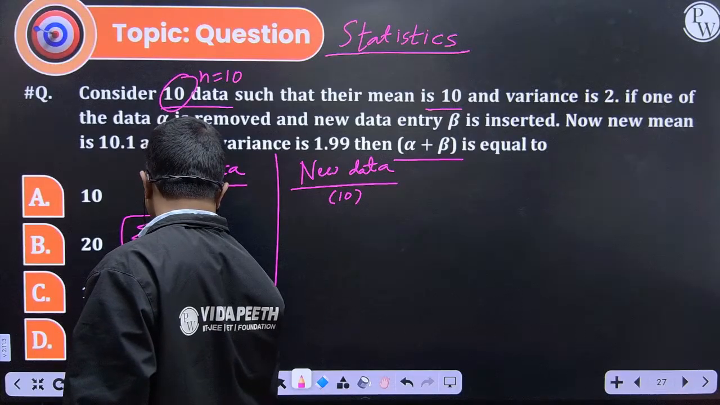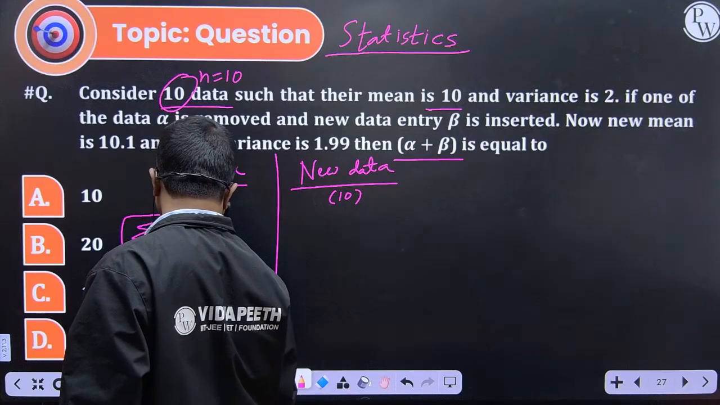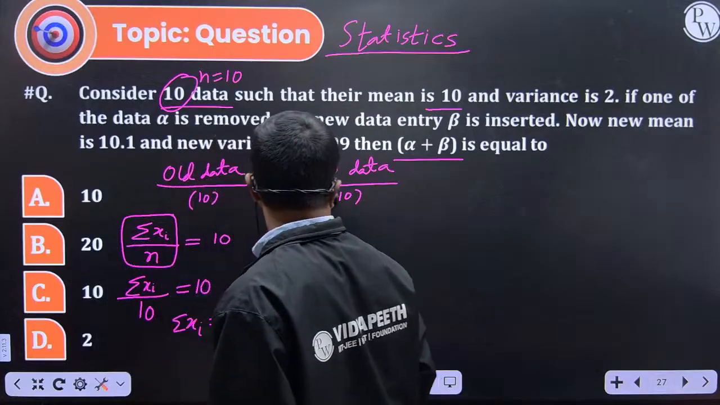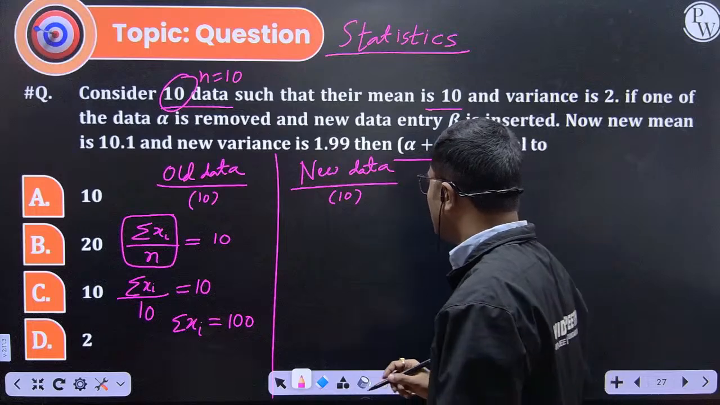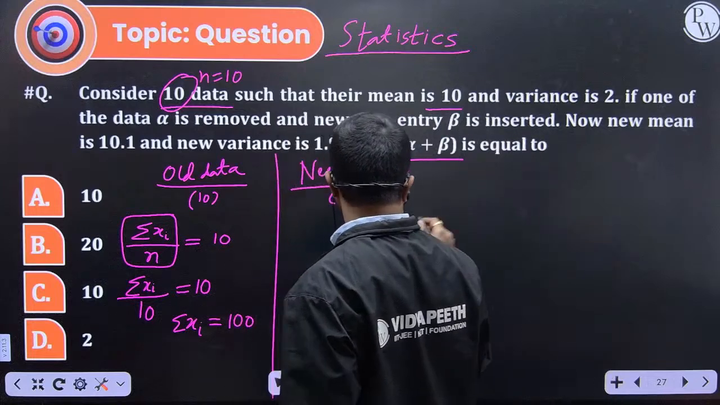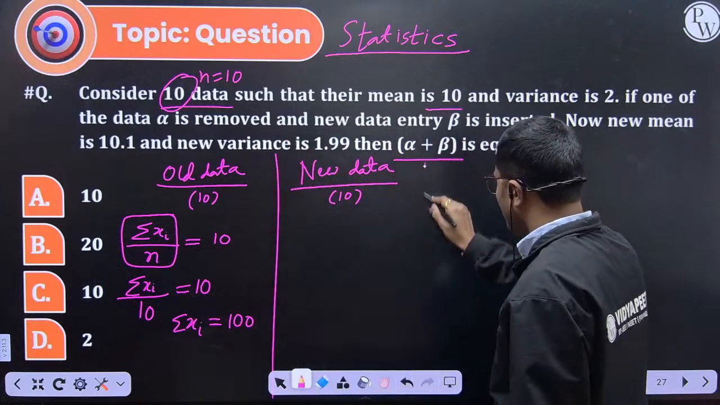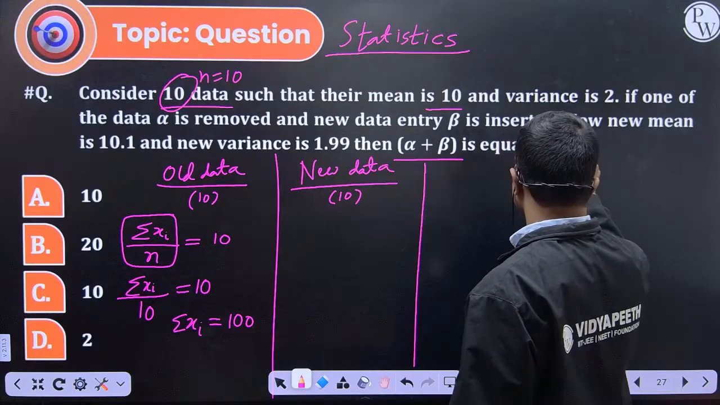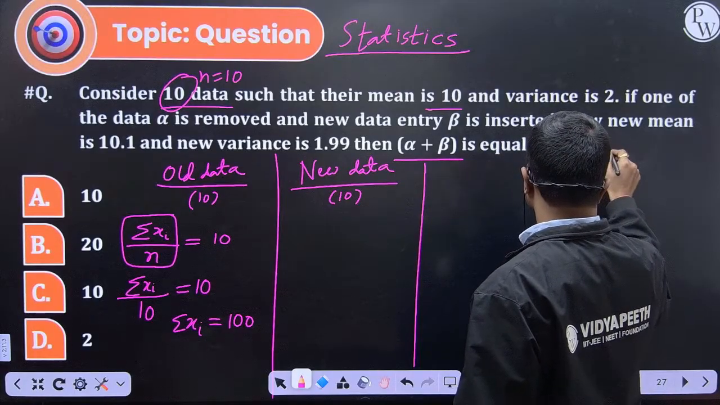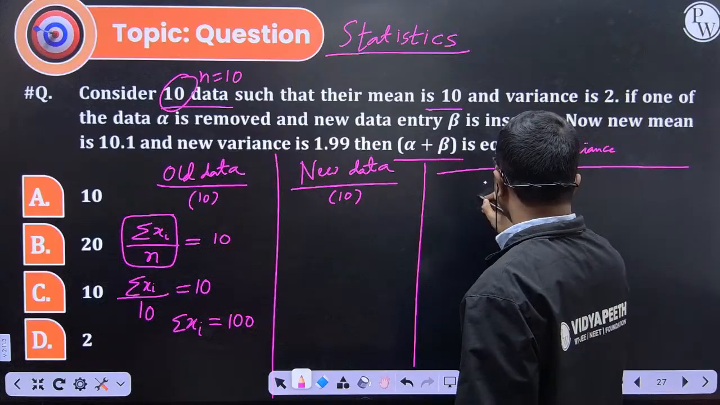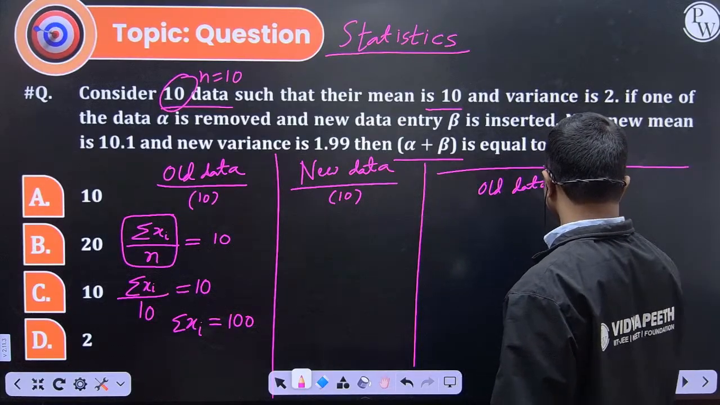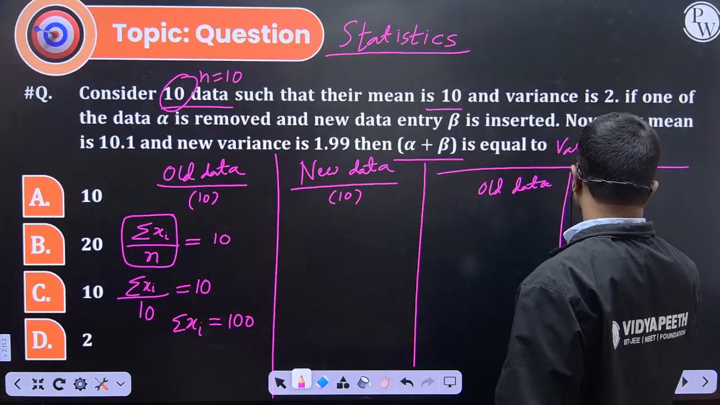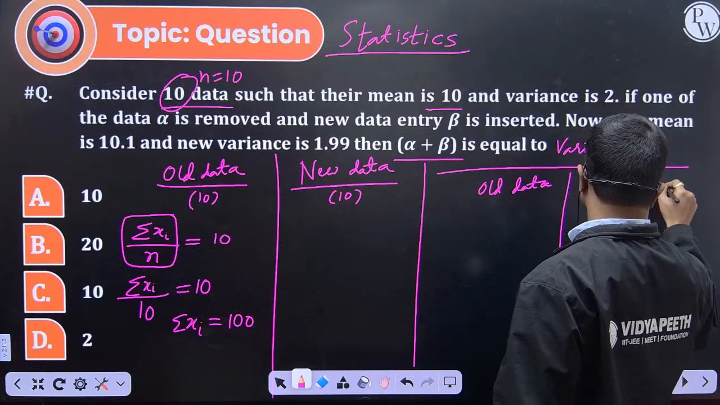So what is sigma xi? We get 100, correct, and variance is 2. Okay, we'll come to variance also. Fine. Coming to the variance here, so we'll write it variance. We want to do for variance. Again for variance also, old data and new data.